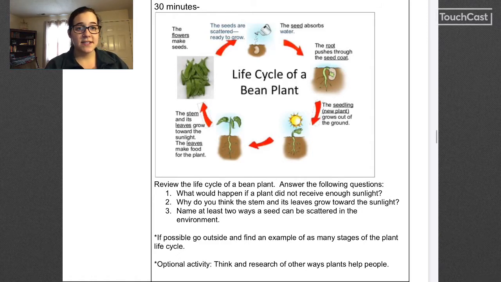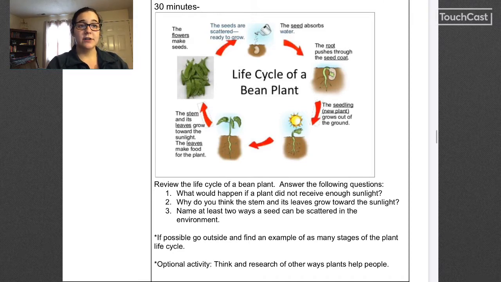After that, you see it says the stem and its leaves grow toward the sunlight. It's so interesting that plants grow towards the sunlight and not away from it. The leaves make food for the plant. And as the plant grows and matures, the flowers of the plant will actually make more seeds. And then those seeds will be scattered on the ground and grow more plants. So it's not just a straight line with a start and an end. It's a circle or a cycle, like you see here on this chart.